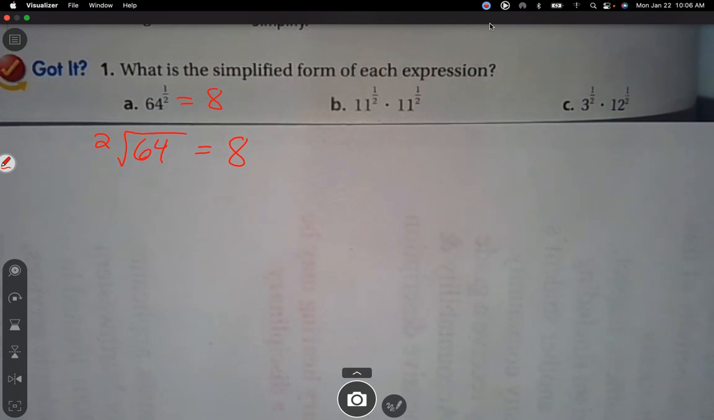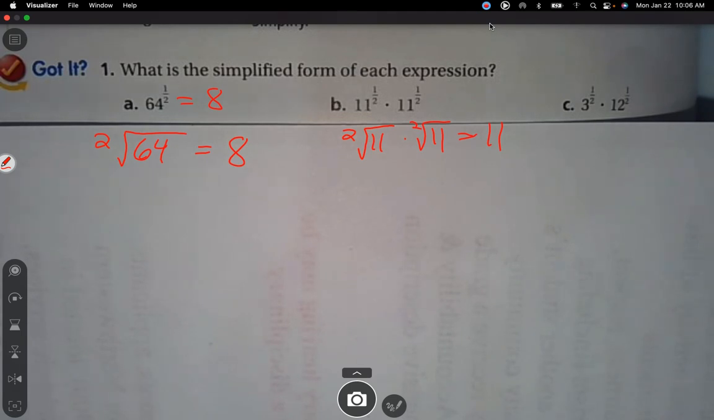What's 11 to the 1/2? What's another way to write that? The square root of 11. The square root of 11 times the square root of 11, what's this? That's just 11. You can write the 2 or not, it doesn't matter. Okay? This one, let's go ahead and do C.